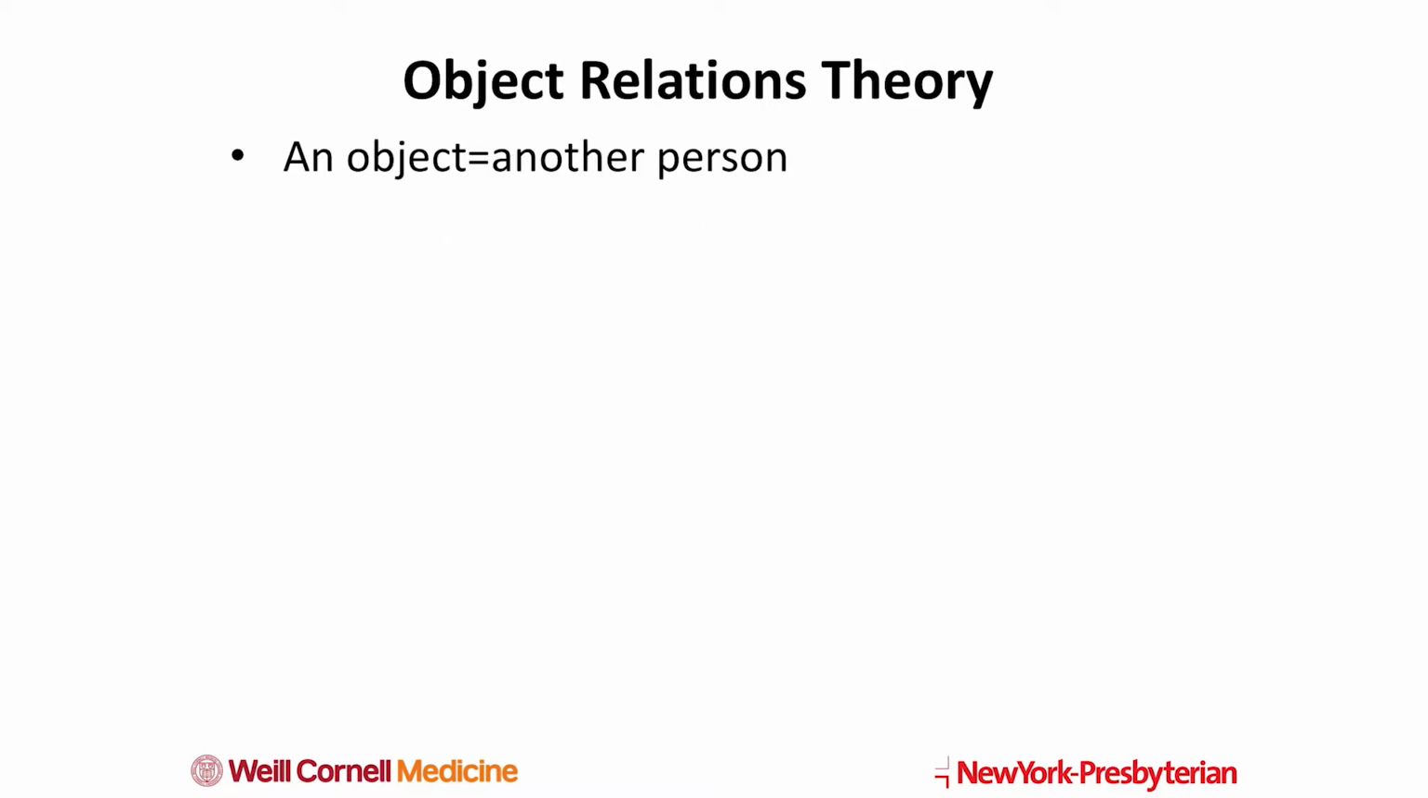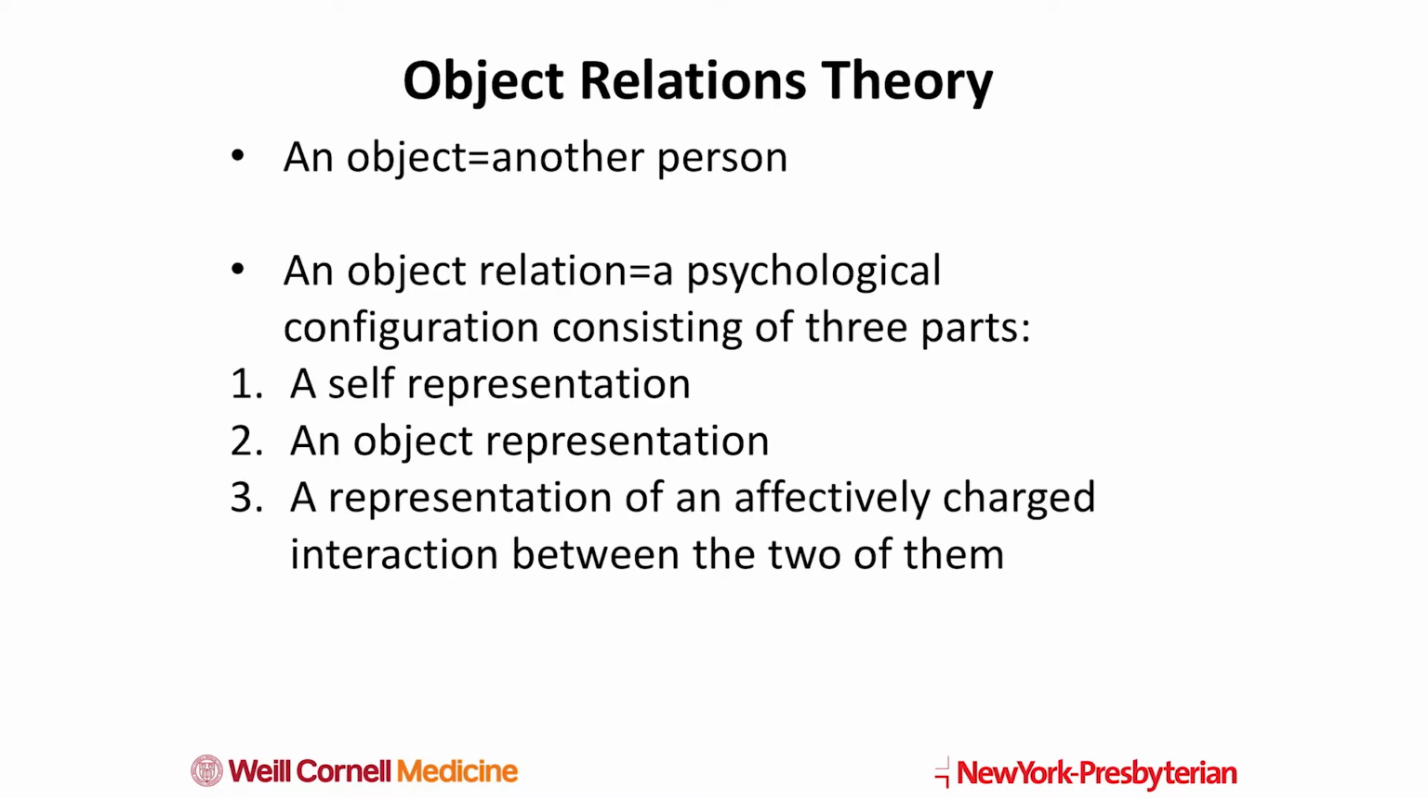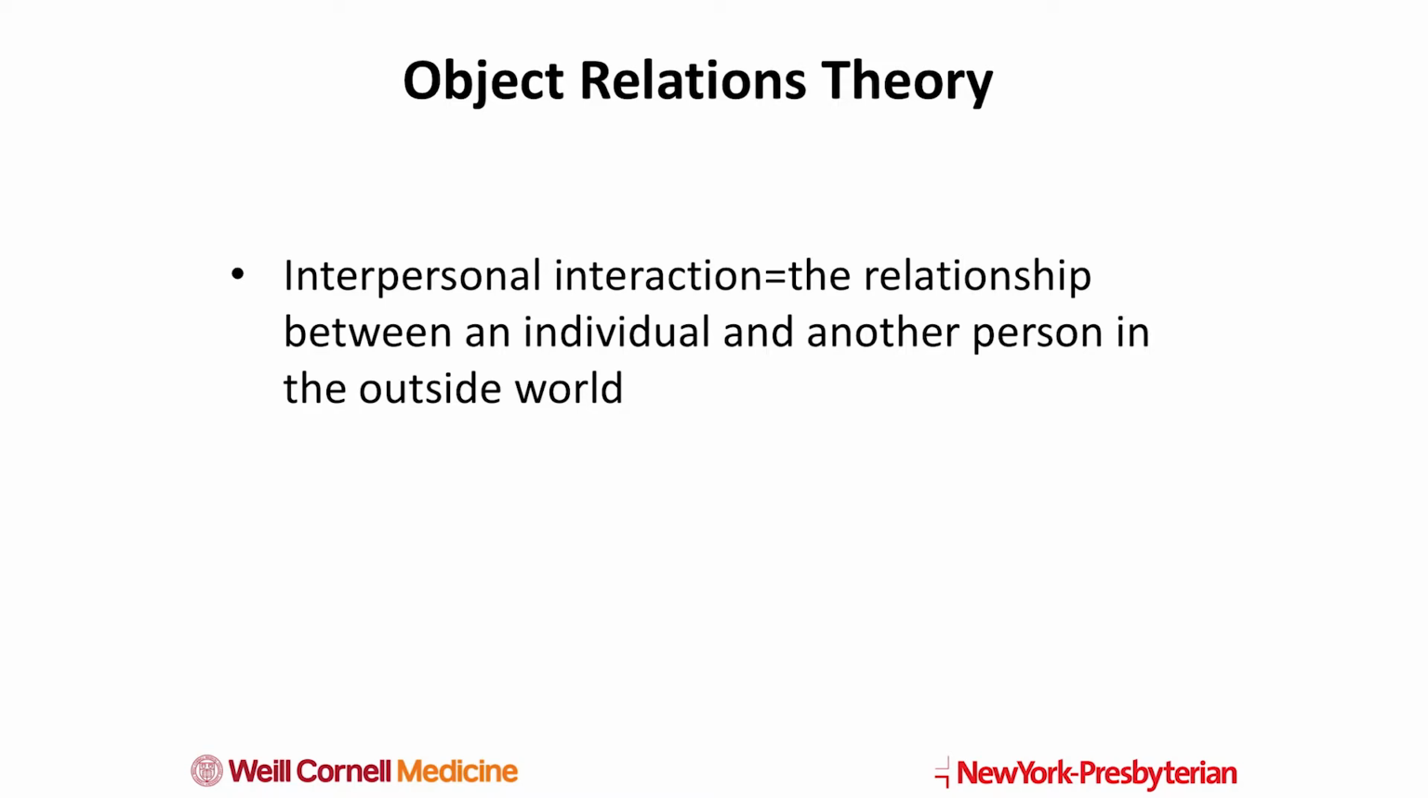An object is the word that psychoanalytic theorists use to describe another person. An object relation is defined as a psychological configuration consisting of three parts. 1. A self-representation. 2. An object representation. And 3. A representation of an affectively charged interaction between the two of them. When we use the term object relations, we are referring to psychological representations. In other words, object relations must be distinguished from interpersonal interactions, a term that refers to the relationship between an individual and another person in the outside world.